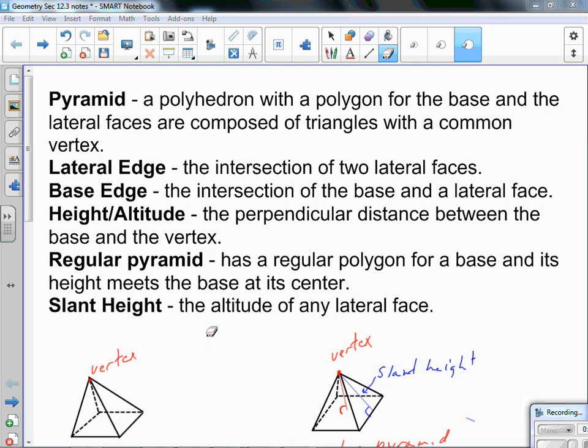If it's a regular pyramid, it's going to have a regular polygon for the base, and the height's going to meet the base at its center. So where this height hits right here is going to be the very center of the polygon. And slant height is going to be the altitude of any lateral face. Since the lateral faces are triangles, the slant height is basically just the height of one of the triangles that makes up the lateral faces.